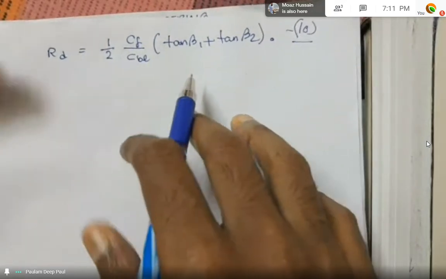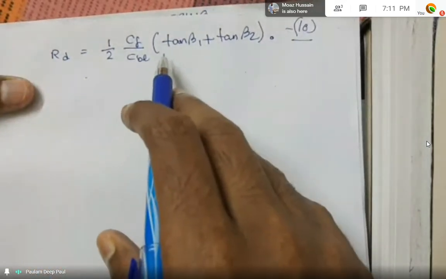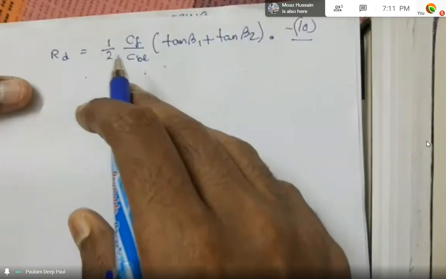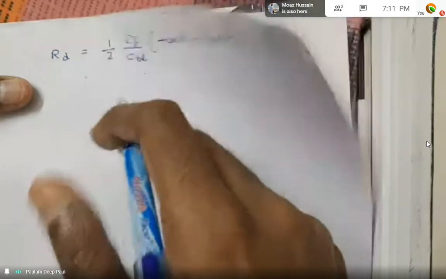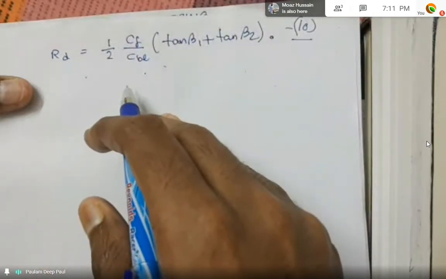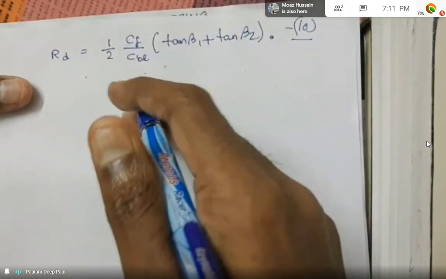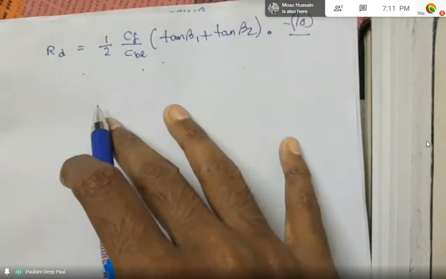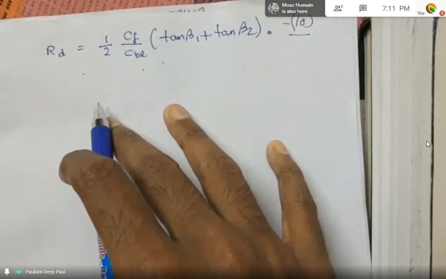Now, we have gotten the degree of reaction. What we need to do right now is find the efficiency of the stages. Suppose we are taking multiple stages, so we need to know the efficiency of each of the stages.